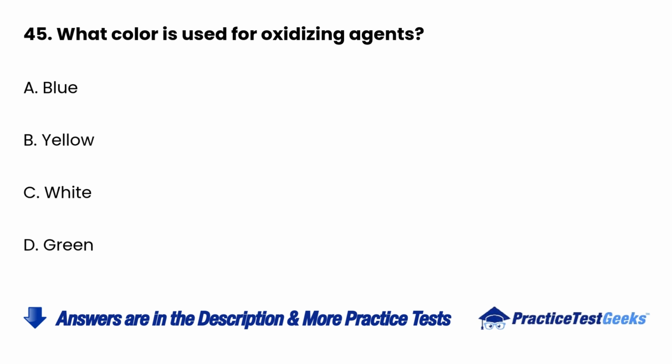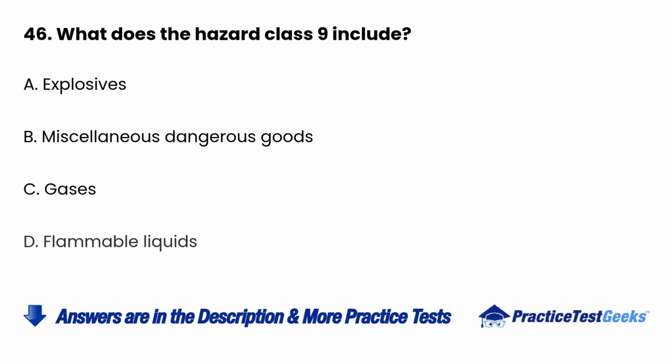45. What color is used for oxidizing agents? A. Blue. B. Yellow. C. White. D. Green. 46. What does the hazard class 9 include? A. Explosives. B. Miscellaneous dangerous goods. C. Gases. D. Flammable liquids.